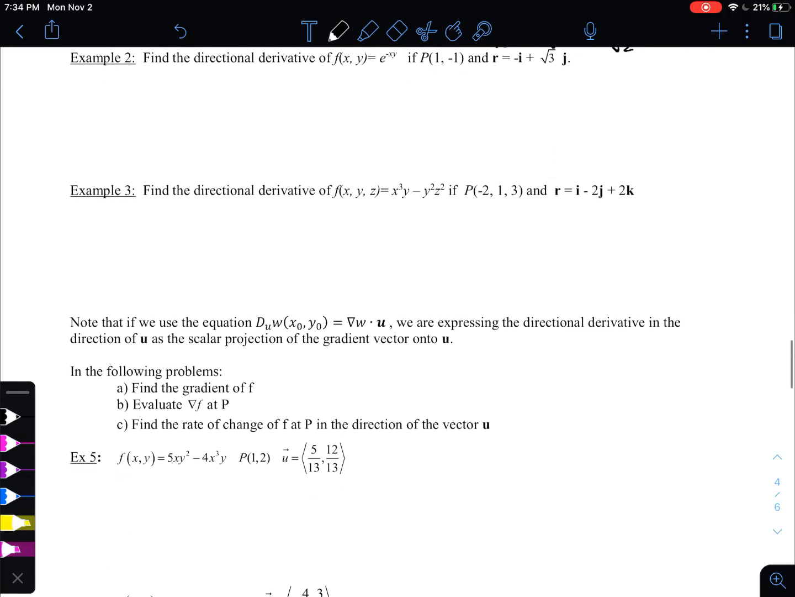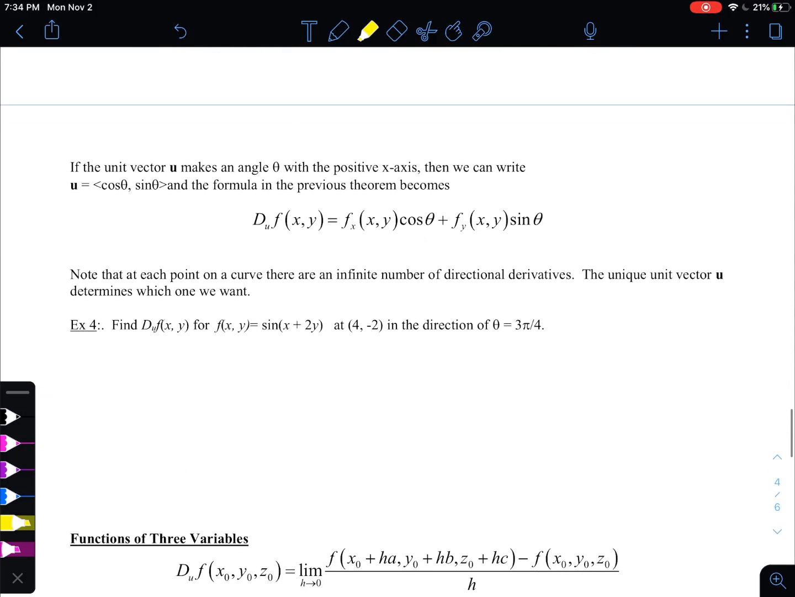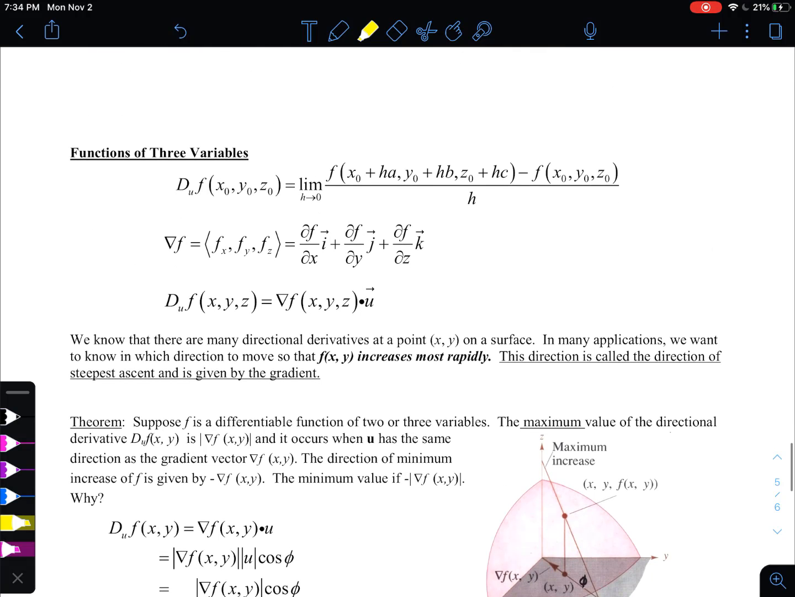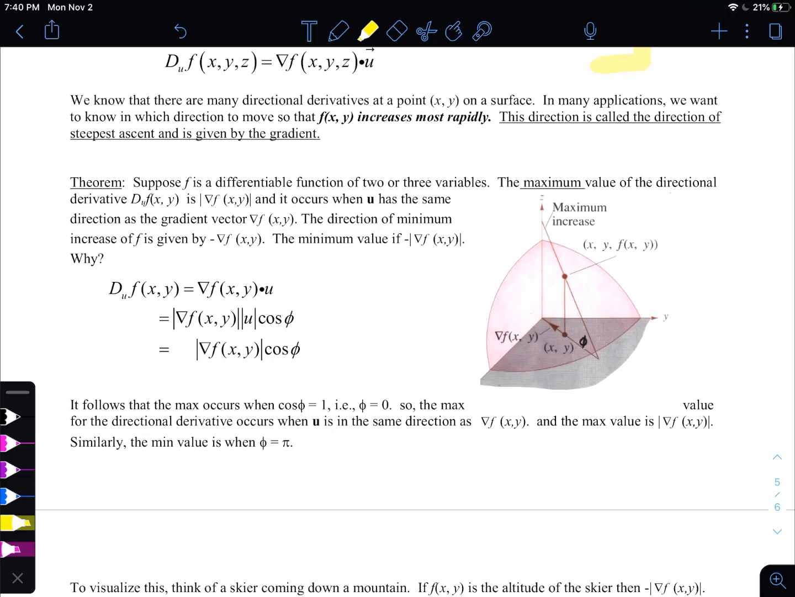All right, now there are a couple other things here. Here's where I talk about the fact that it is, in fact, a scalar projection. Because the scalar projection, if we're thinking about it in two dimensions, if our unit vector makes an angle theta with the x-axis, you could also write u as (cosine theta, sine theta). But that was in chapter 11. How else can we write a unit vector? And again, if you have functions of three variables, meaning x, y, and z are all inputs, this is what it would look like.